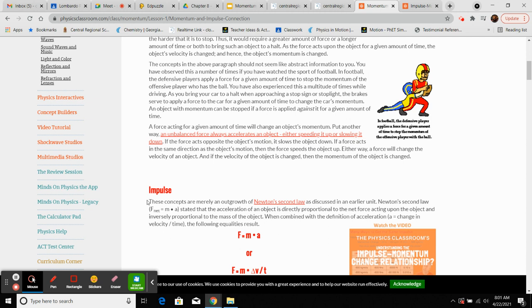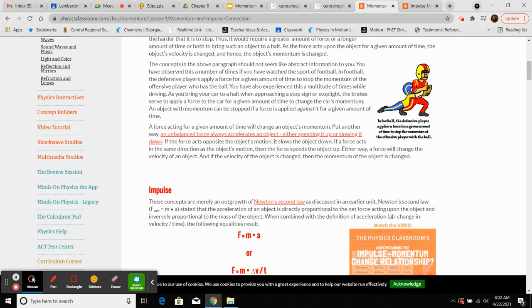So, impulse. The concepts are merely an outgrowth of Newton's second law. Newton's second law is F net is equal to mass times acceleration, where the acceleration of an object is directly proportional to the net force acting on the object and inversely proportional to the mass. Okay, now if we rearrange it, we have it set like this.